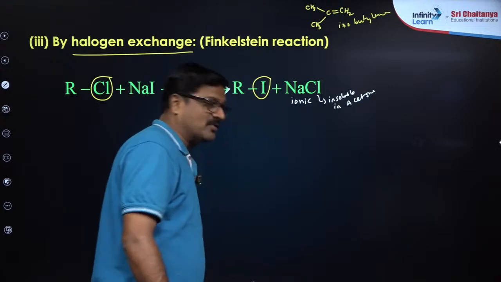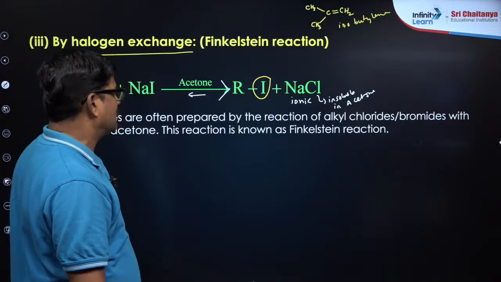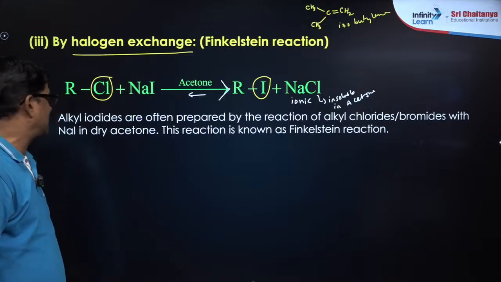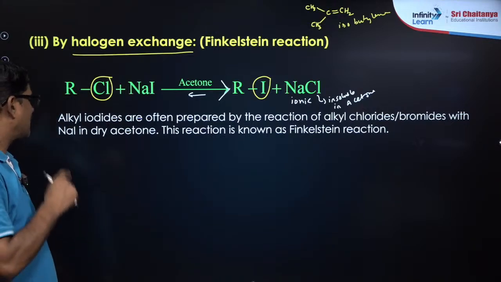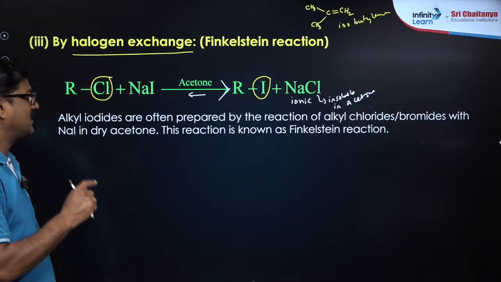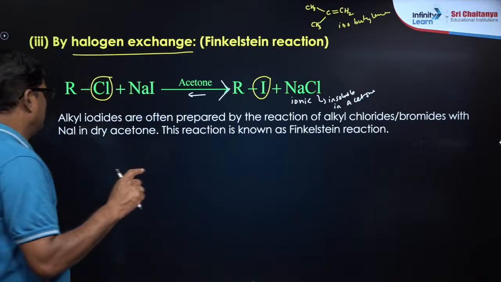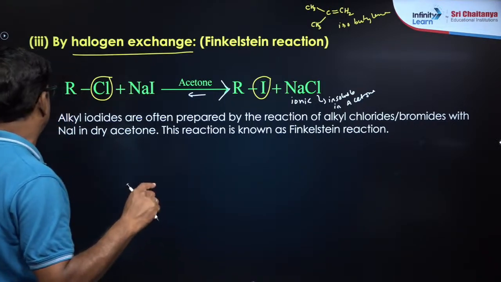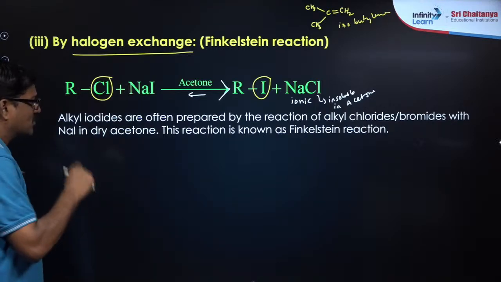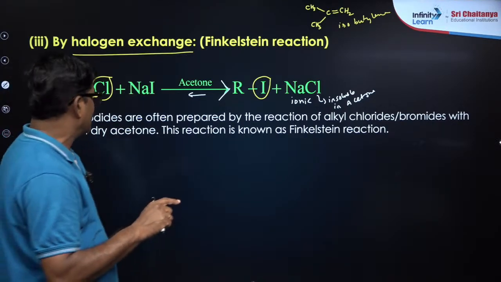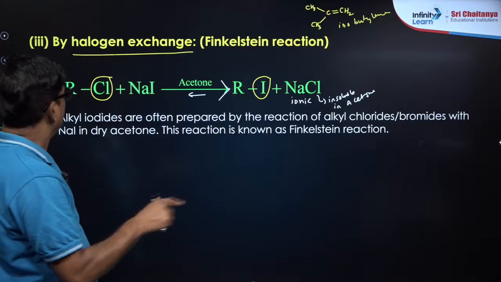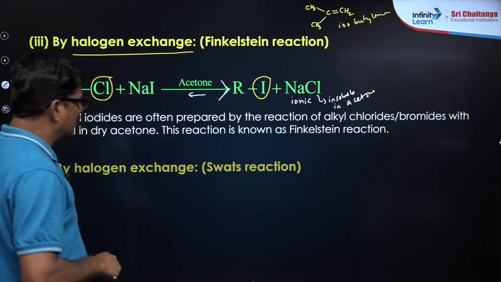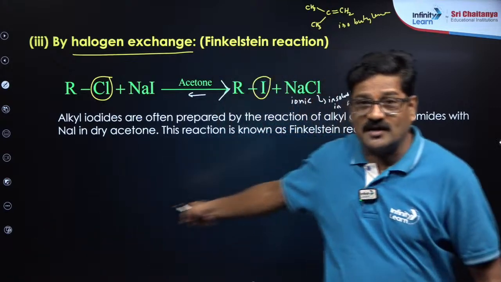So let's talk about another reaction. After the Finkelstein reaction comes the Schwarz reaction. In the Finkelstein reaction, alkyl halides are often prepared by the reaction of alkyl chlorides and bromides with sodium iodide in dry acetone. This reaction is the Finkelstein reaction. You can use any iodide donor. And talking about one more reaction, that is the Schwarz reaction.